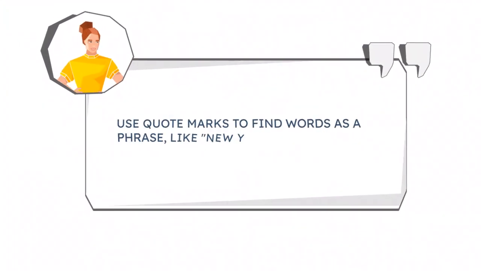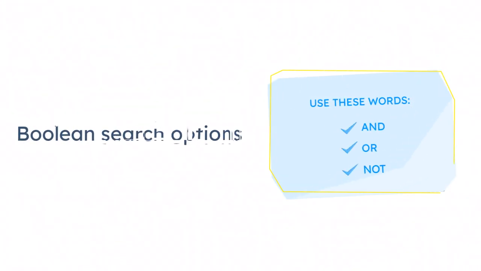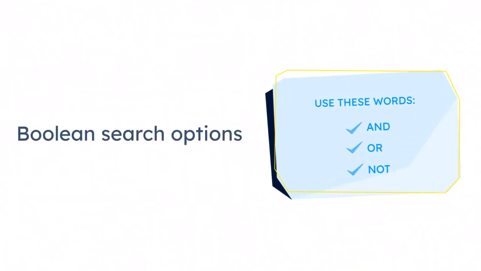Searching with quote marks is an option in most databases. If you search for "New York" in quotes, the database will find sources that include the words New and York right next to each other. You may see Boolean options in some of the databases. These are the words and, or, and not that sometimes appear in your search boxes or drop-downs.